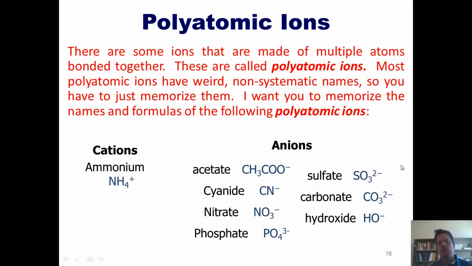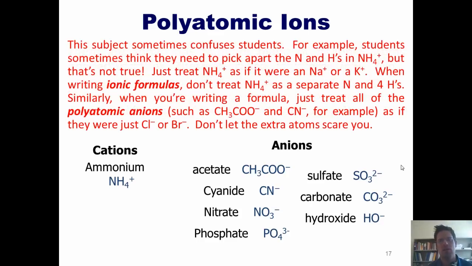Now, I know this might seem cruel of me to make you memorize all these names and formulas, but I know you can do it. So this subject sometimes confuses students. For example, students sometimes think that they need to pick apart the nitrogen and the hydrogens in NH4+, but that's just not true. When you're making a formula using a polyatomic ion, one of these guys shown here, just treat the NH4+ as if it were an Na+ or a K+, for example.